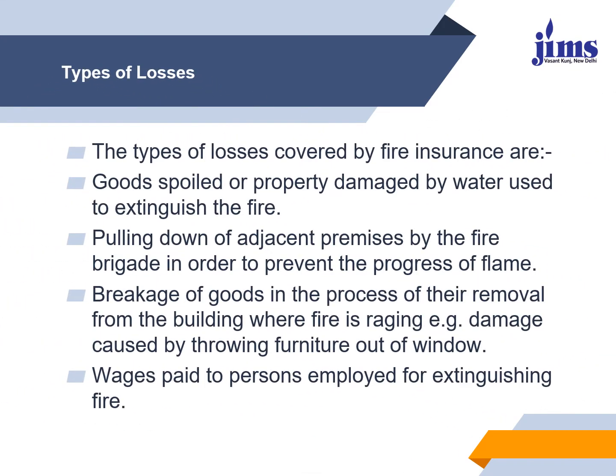Now, there are certain types of losses which are covered by fire insurance: goods spoiled or property damaged by water used to extinguish the fire, pulling down of adjacent premises by the fire brigade in order to prevent the progress of flames, breakage of goods in the process of their removal from the building where the fire is raging, etc. For example, damage caused by throwing furniture out of the window, and wages paid to persons employed for extinguishing the fire.